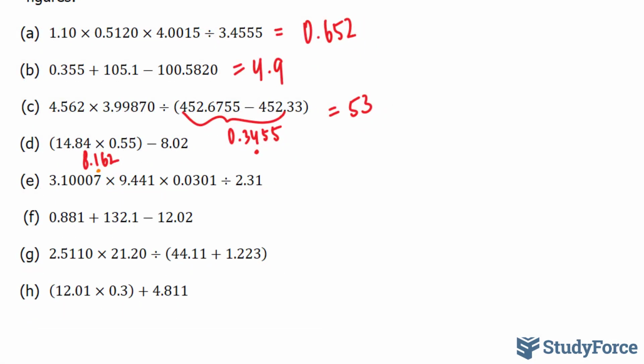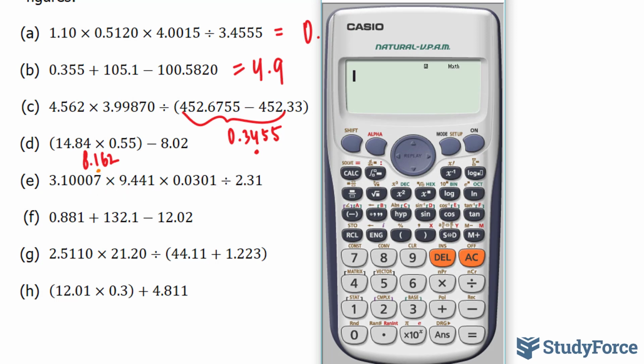We'll use our calculator. We have four numbers being multiplied. This has 1, 2, 3, 4, 5, 6 significant figures. This one has 4, this one has 3, and this one also has 3. So our final answer has to have 3 significant figures. That's the rule when it comes to multiplying and dividing numbers.